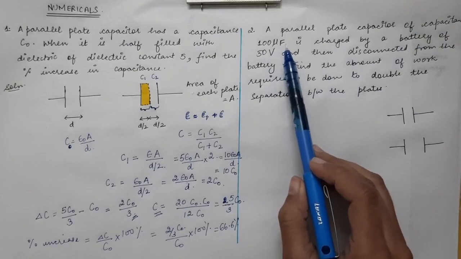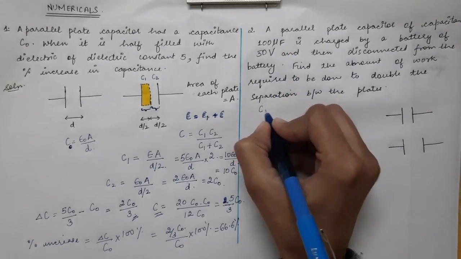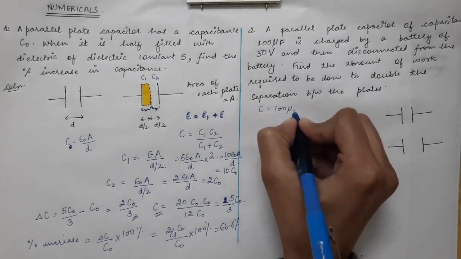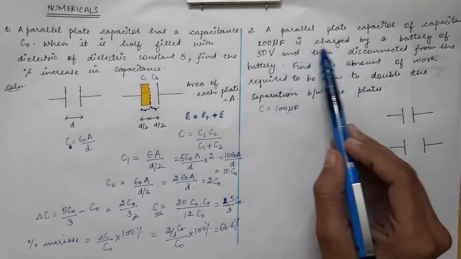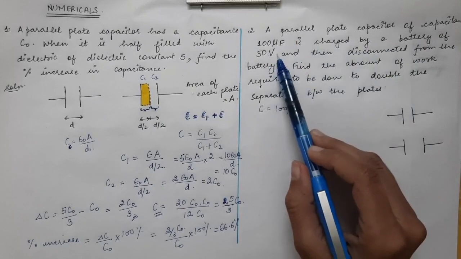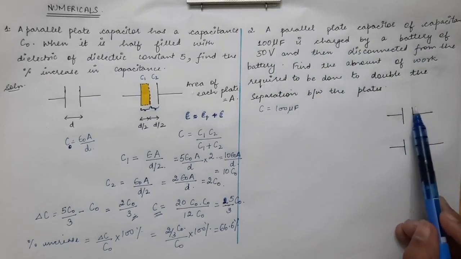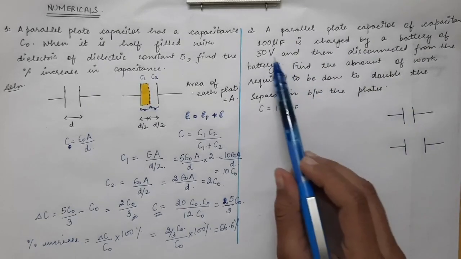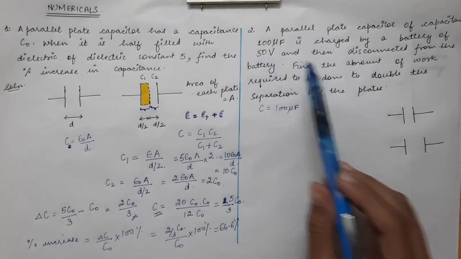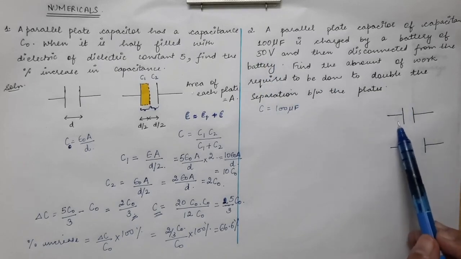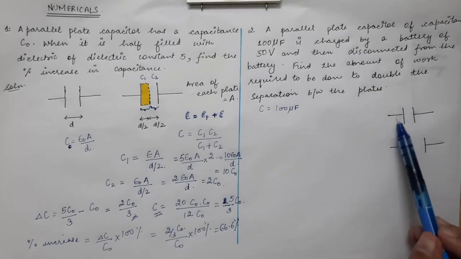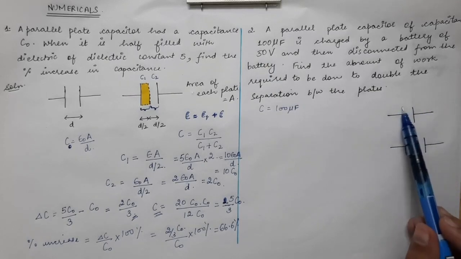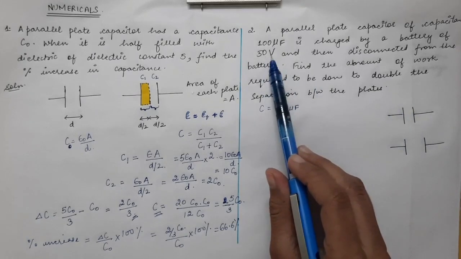Now the second numerical: a parallel plate capacitor of capacitance 100 microfarad. So the capacitance of the capacitor is given as 100 microfarad. Now the capacitor of 100 microfarad capacitance is charged by a battery of 50 volt. So let's say this is the capacitor and we charge this capacitor with the help of a 50 volt battery, which means we will charge this capacitor up to 50 volt. So the potential difference between the plates of the capacitor will be 50 volt.